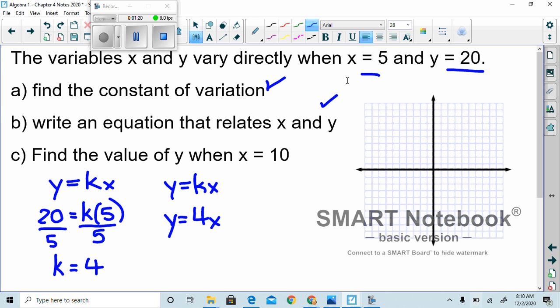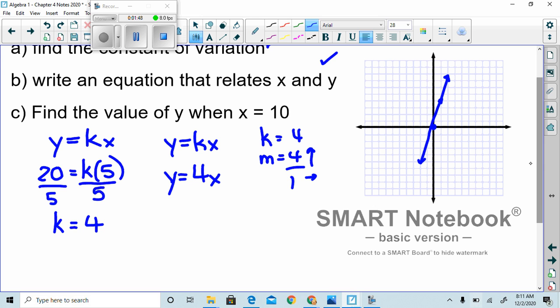To graph, as you recall, we start always at the origin. Since my slope and constant are the same, k and slope are the same, it tells me I'm going to count up 4 and over 1. So let's start at the origin and count up 1, 2, 3, 4, and over 1. Connect your points, and there's your graph.